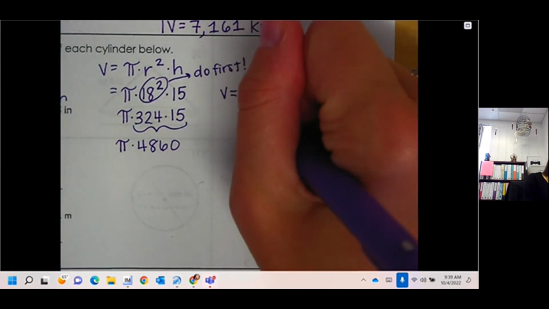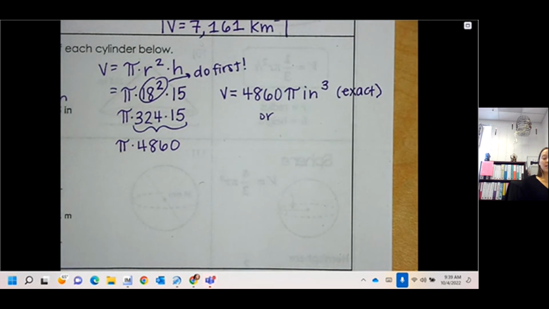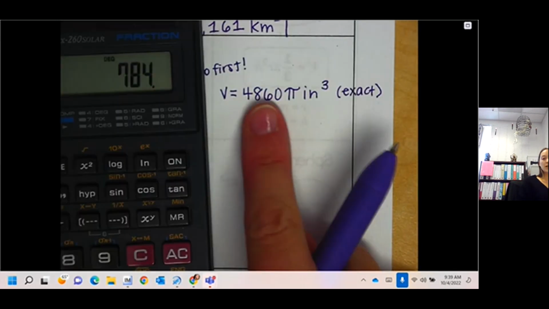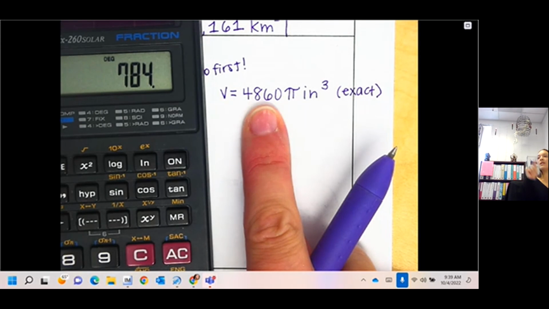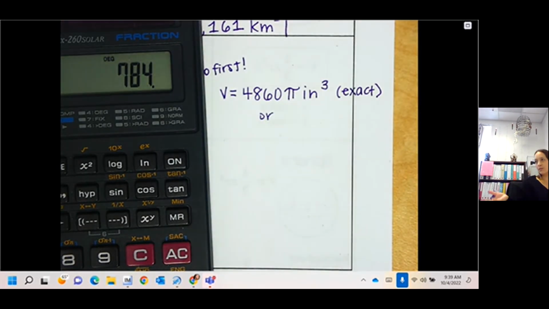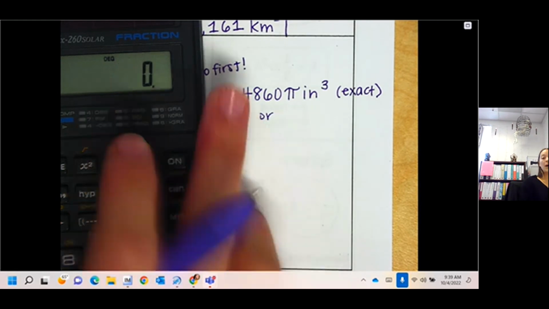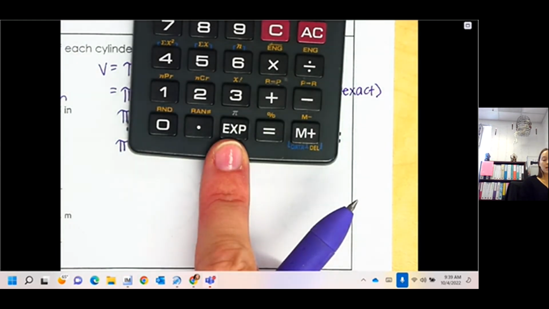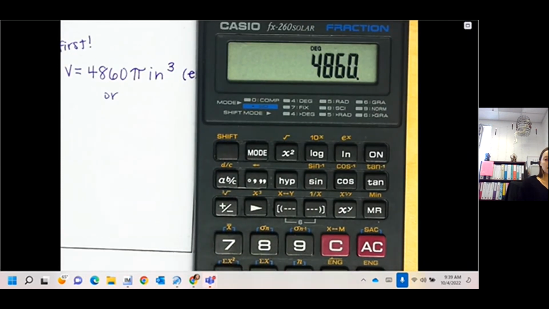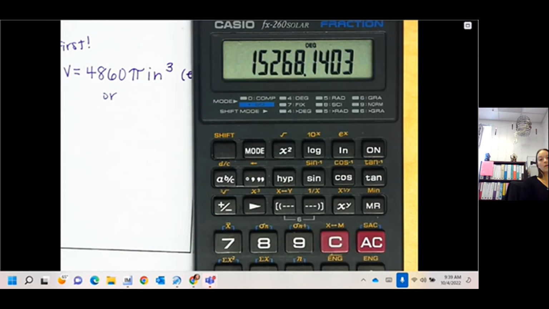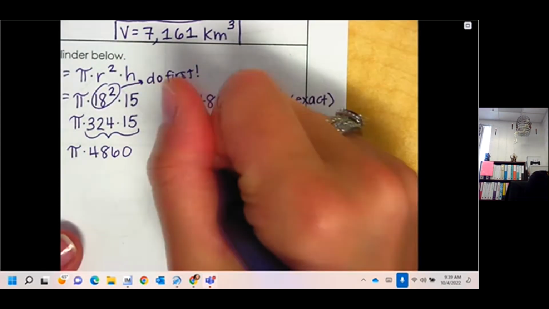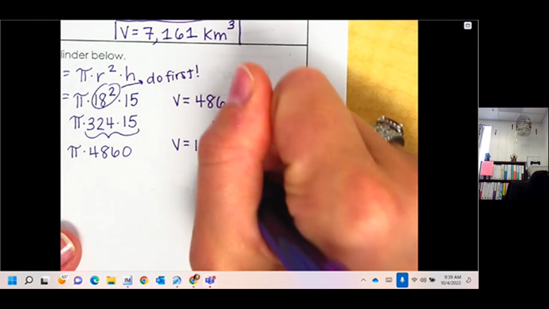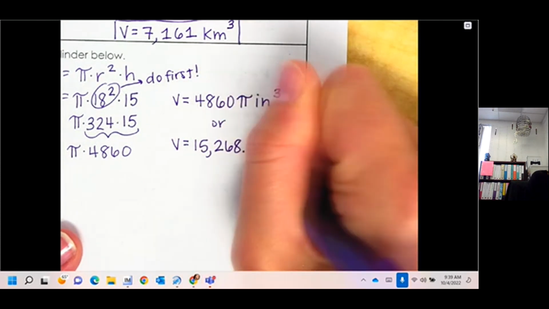If they ask you for a rounded answer, that just means in your calculator, they physically want you to put 4,860 times pi and see what you get, okay? So the pi button is down at the bottom. It says EXP. So all you do is put 4,860 and then you multiply that times pi and you get a larger number. So that would be the rounded answer. 268.1.